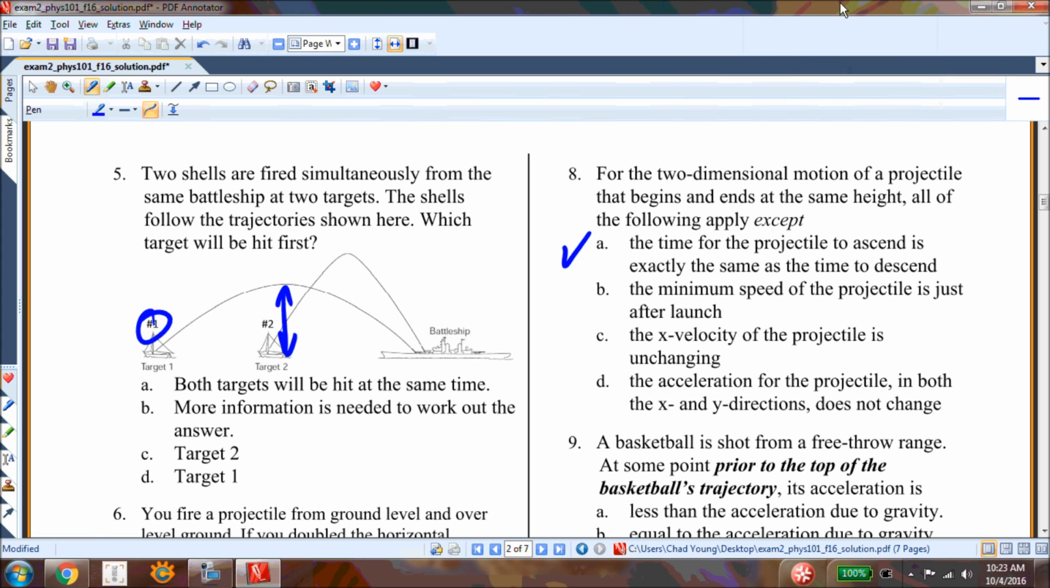Sorry about that. The minimum speed of the projectile is just after launch. That's not true. The x velocity of the projectile is unchanging. That's true. The acceleration for the projectile in both the x and y directions does not change. That's also true. In the x it's 0 and in the y it's -10. So B is the right answer.